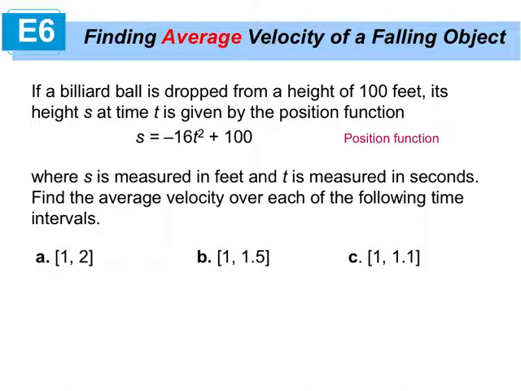And it tells you all that other business, that s is measured in feet, t is measured in seconds, and asks for the average velocity over the following time intervals. Okay, so we take a physics problem and relate it back to a math problem. And as I said, average velocity has to do with the slope of the secant line. So we're going to generate a secant, and in order to generate a secant, we need 2 points. Well, where do I get those 2 points? I'm given 2 x points in part A. I'm given a starting value of 1 and an ending value of 2. But what I need is the y values.